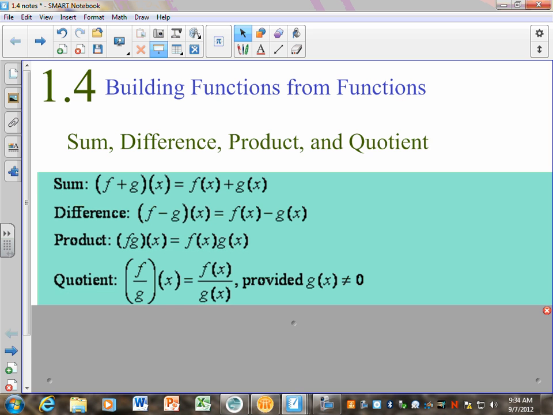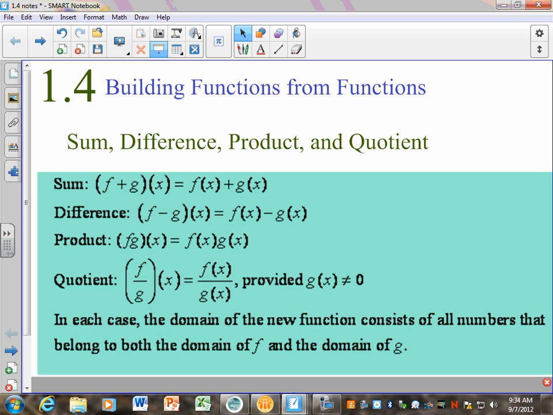In the quotient, you also might have to take into consideration what would make g of x be undefined in that denominator. So your book says, in each case, the domain consists of all numbers that belong to both the domain of f and the domain of g. And we'll do an example of this where we do the domain of each one of these.